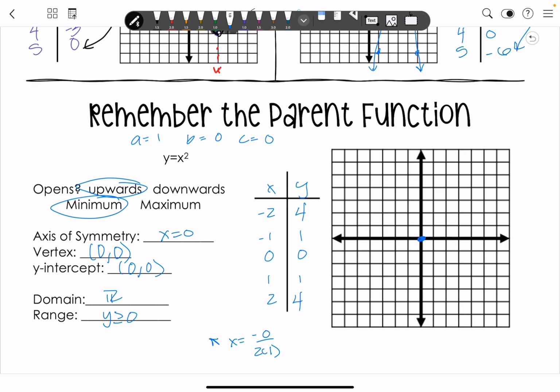So plot your point. You've got 0, 0, up 1, over 1. And then I go here, and I'm going over 2, up 4. And this is going to set me up for my parent function.